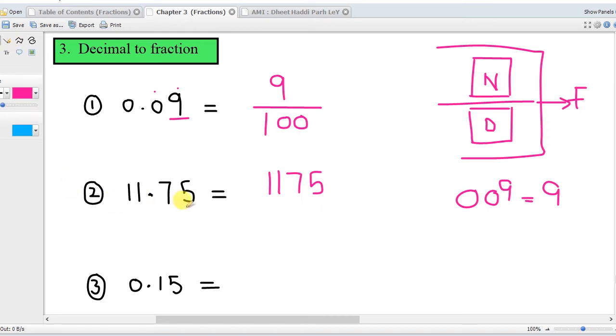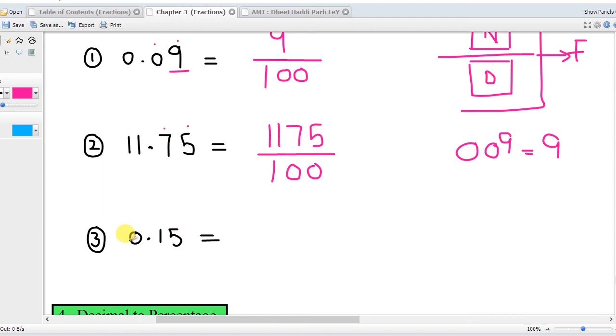Now 11.75, so write 1175 without the decimal point. Now put a division sign. In place of this decimal write 1, and see how many digits there are. Since there are 2 digits, write 2 zeros. So we have successfully converted our decimal into a fraction. This is our final answer, or you can simplify it further. Okay, moving on to the third question.